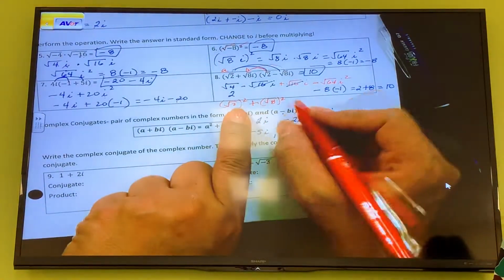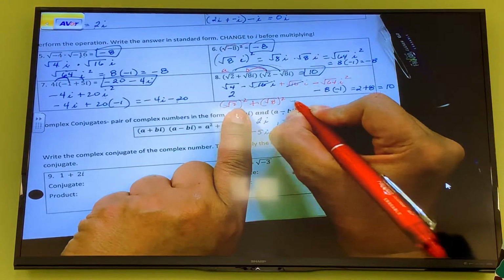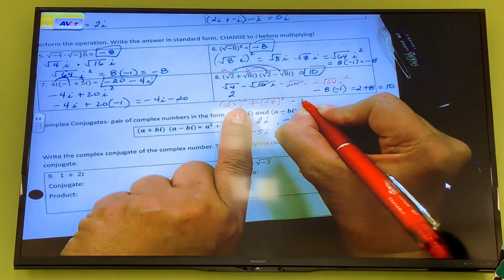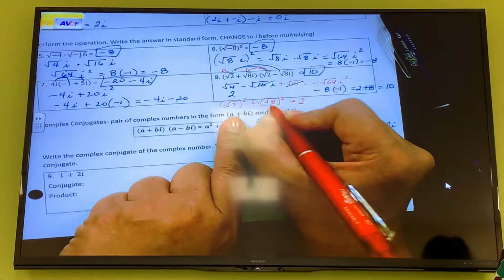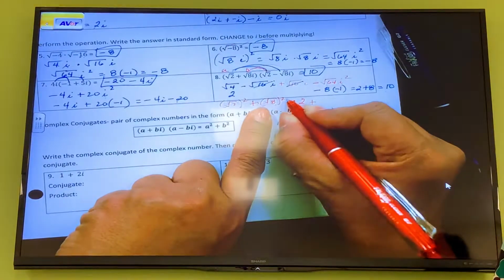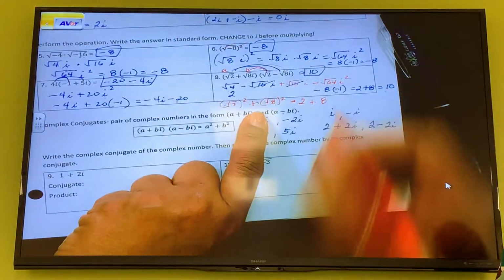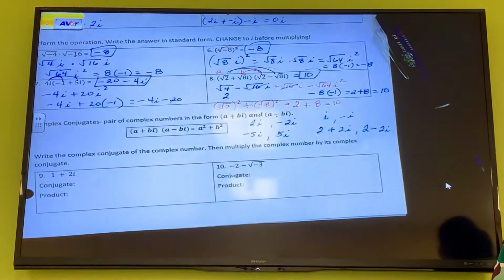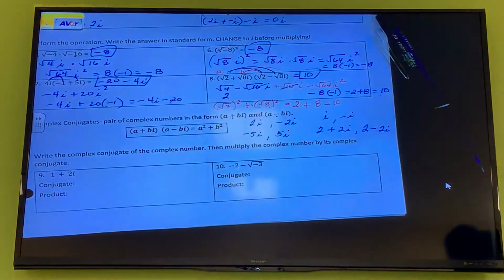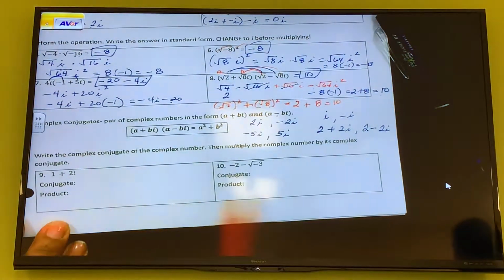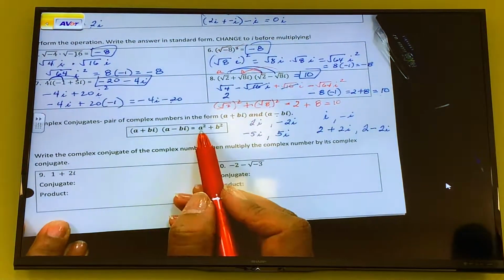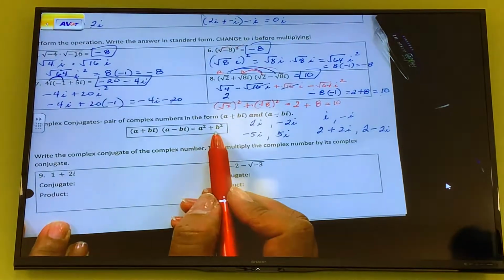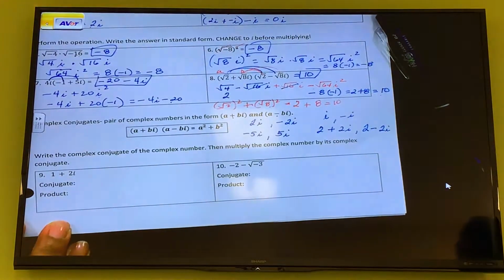Because what's this? Square root of 2 squared is? They cancel, so that means it's just going to be 2. And plus square root of 8 squared, cancel again, so it's going to be 2 plus 8. Isn't that what we got? 10? Yeah, because that's the shortcut. For complex numbers, as long as you're multiplying complex conjugates, you just do a squared plus b squared. And that's why 9 and 10 are like that.